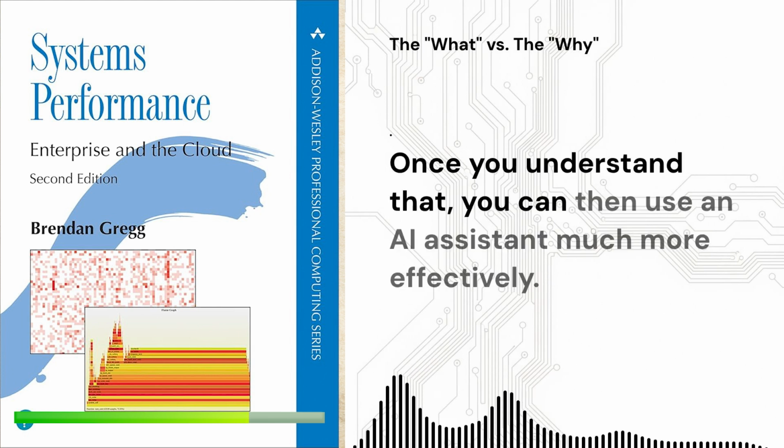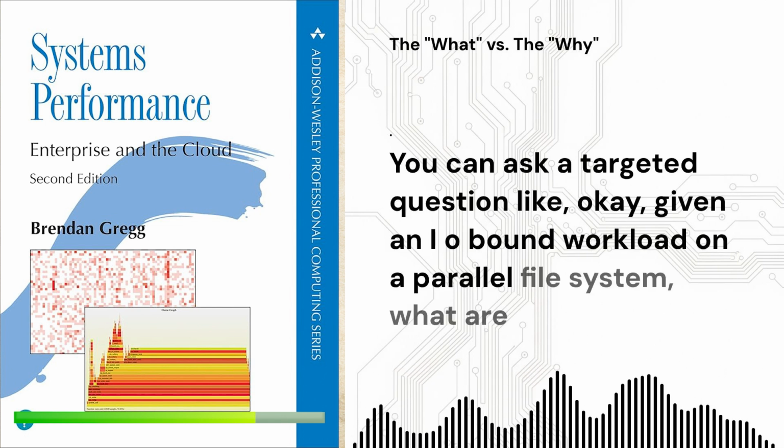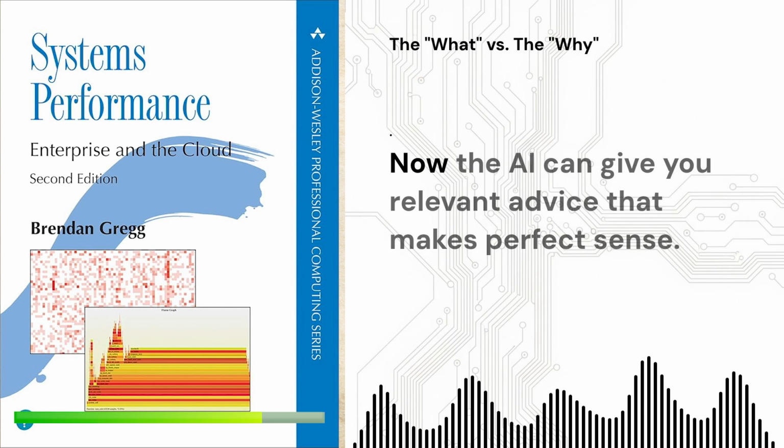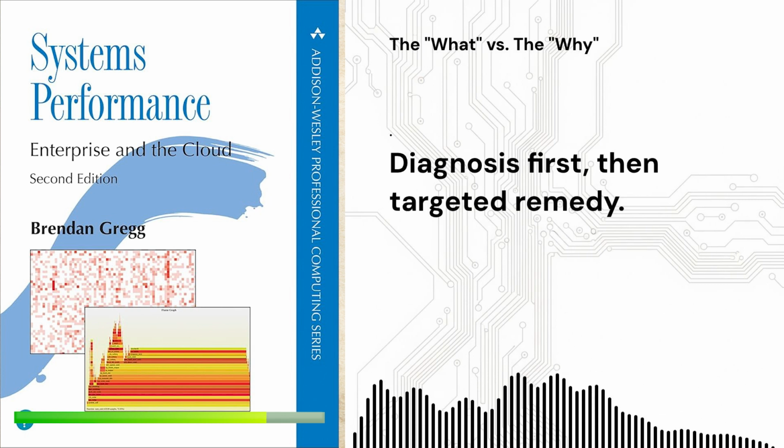Once you understand that, you can then use an AI assistant much more effectively. You can ask a targeted question like, okay, given an I/O-bound workload on a parallel file system, what are the most efficient file formats and data loading strategies to use in PyTorch to maximize throughput? Now the AI can give you relevant advice. That makes perfect sense. Diagnosis first, then targeted remedy.